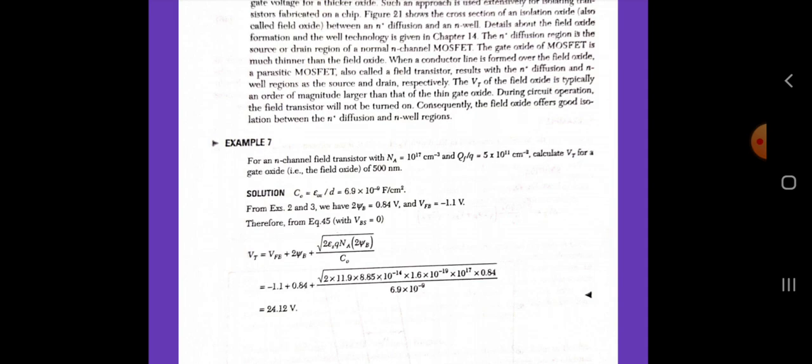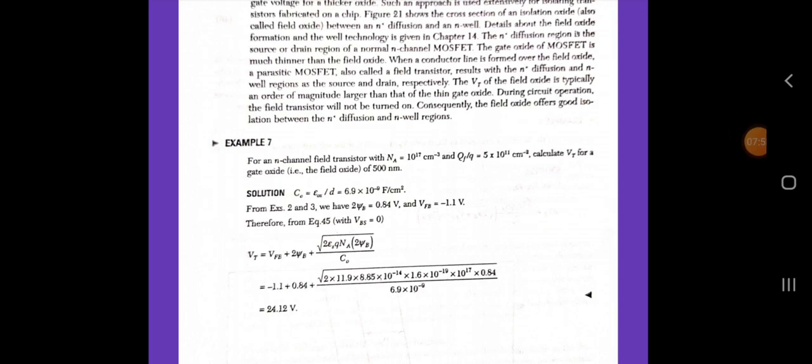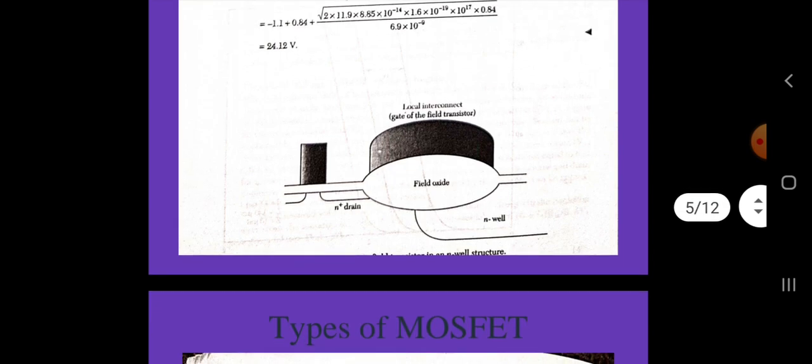Therefore, from the equation we have VBS equal to 0. So, VT is equal to VFB plus 2 psi B plus under root of 2 epsilon S q NA 2 psi B divided by C0. If you put the values, it becomes minus 1.1 plus 0.84 plus under root of 2 into 11. So, this comes out to be 24.12 volt. This is the value of the VT. So, we now discuss the cross section of a parasitic field transistor in an N-well structure. This we have shown over here.